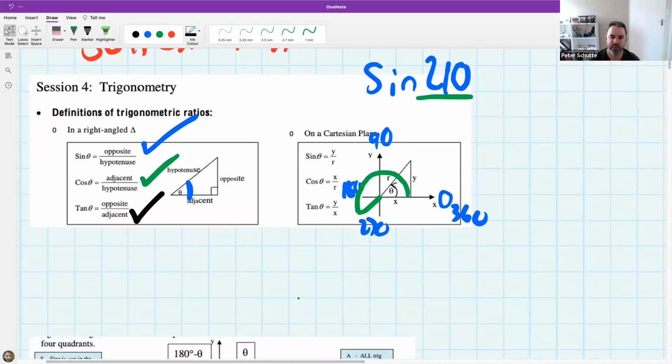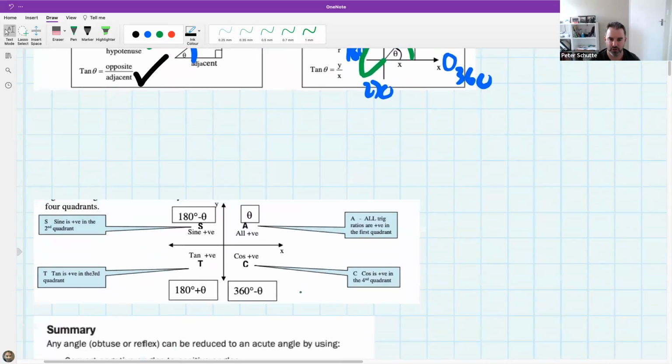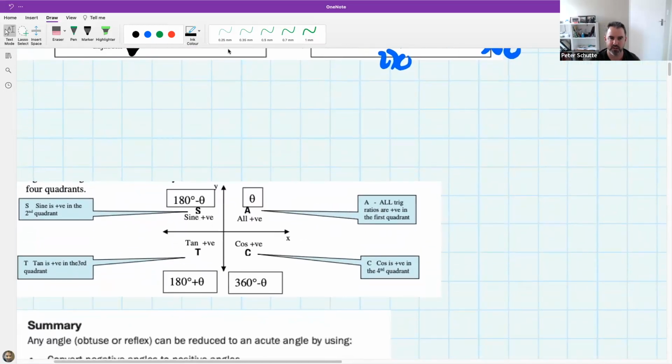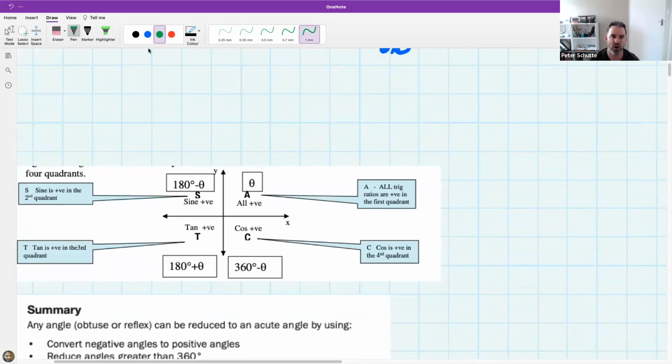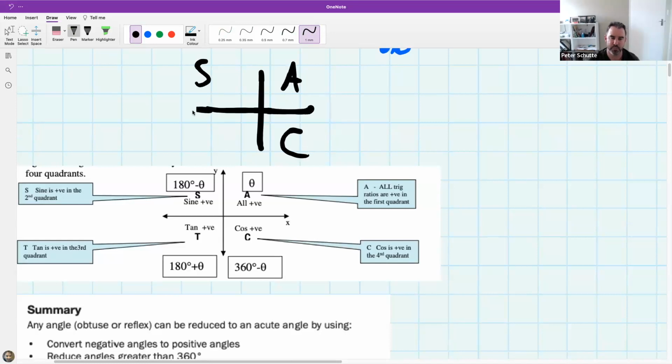And then if we take this idea a little bit further, we can summarize the behavior of the trig functions using the acronym CAST. And what we say is cos is always positive in quadrant 4. Everything is positive in quadrant 1. S is positive, or sine is positive in quadrant 2, and tan is positive in quadrant 3. Now, if these are the ones that are positive, then the other ratios are negative.